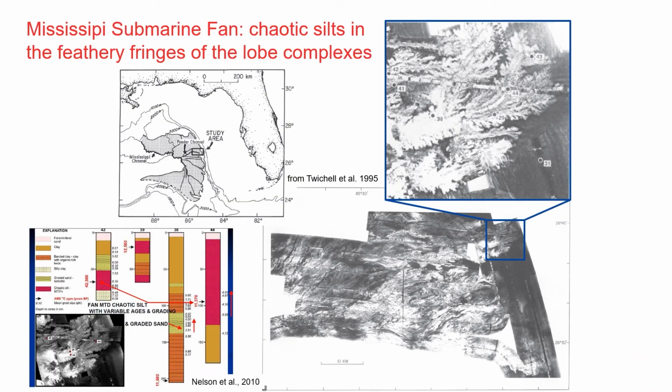To make sense of these contrasting facies, we've compared our observations with other systems. Here, for example, are backscatter images and cores recovered from the Mississippi Fan terminal lobes. Graded sand and debritic chaotic silts are also expressed in cores here, and the feathery-looking aspect of the deposit is striking.